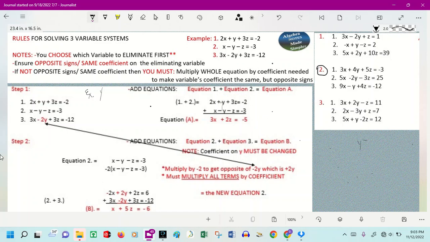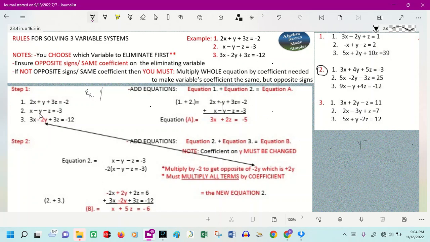Next step, we are to add equations again. Equation 2 added with equation 3 so we can get equation B. Looking at equation 2 and equation 3, we notice those coefficients on the y are not the same, and they are not opposite signs. We see this coefficient is a negative 2y. We need the opposite of negative 2y, which is a positive 2y, in order for them to add out evenly. What do we multiply this negative y by to make it a positive 2y? We have to multiply by a negative 2.